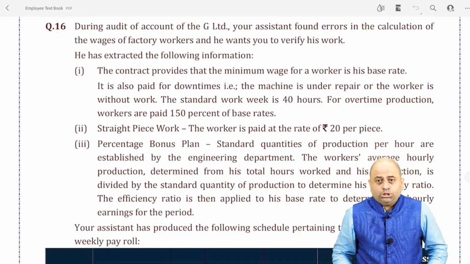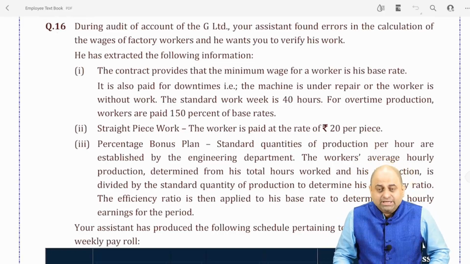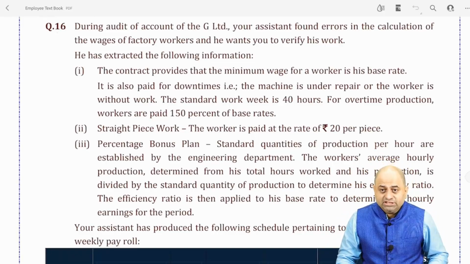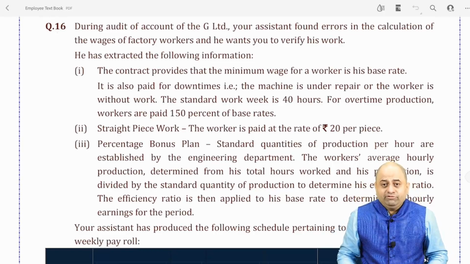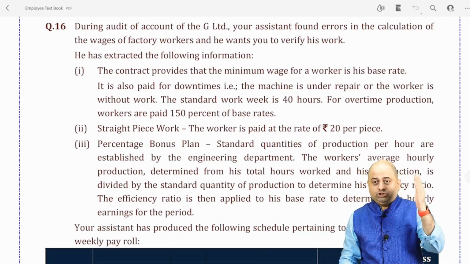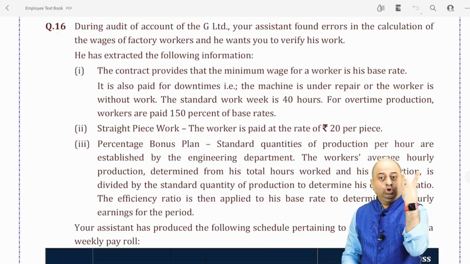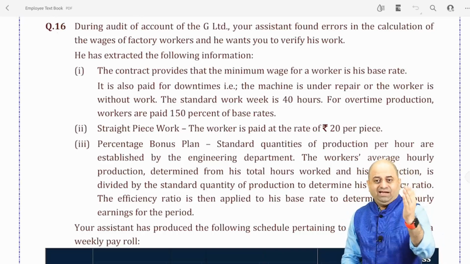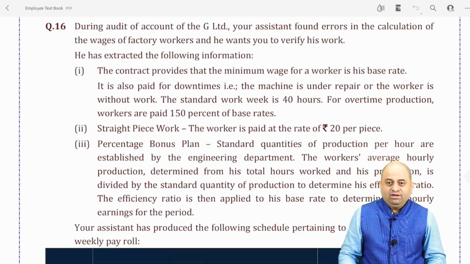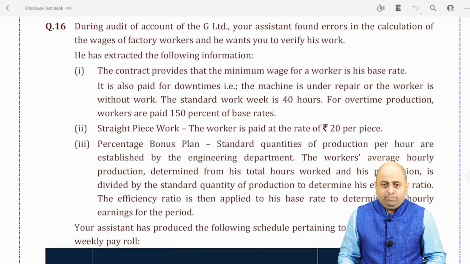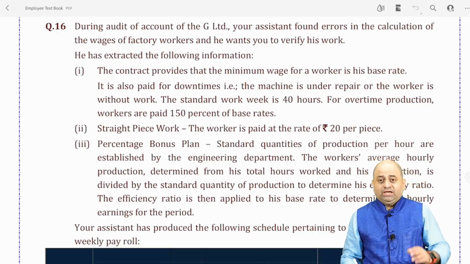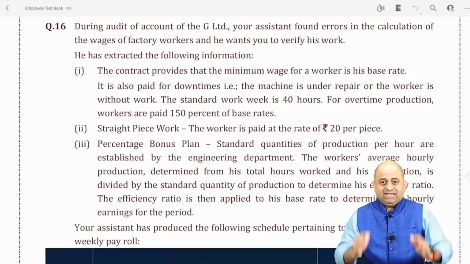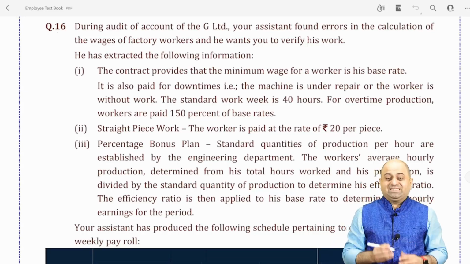When you see the question, you must first revise the concept of minimum wages, also known as guaranteed wages. Once that is revised, you would understand that you need to calculate two types of wages, minimum wages and plan wages, and whichever is higher will be paid. Now in this question, it was very clearly given to us that minimum wage is base rate.